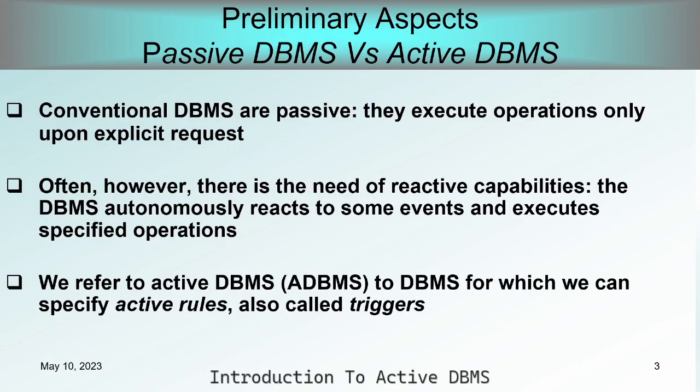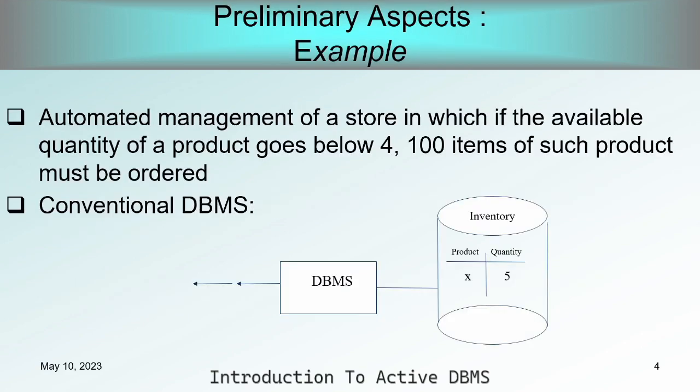Initially we will discuss what is passive DBMS and what is active DBMS. Conventional DBMS are passive, as you could see that they execute an operation only upon explicit request. Often, however, there is a need for some reactive capabilities. The DBMS can autonomously react to some events and execute specified operations. We refer to active DBMS as DBMS for which we can specify some active rules, also called triggers.